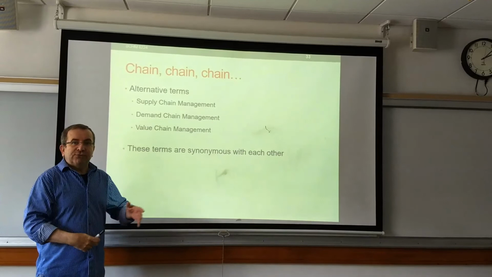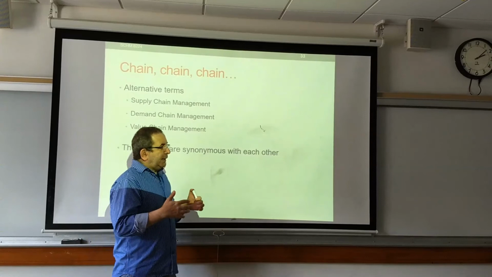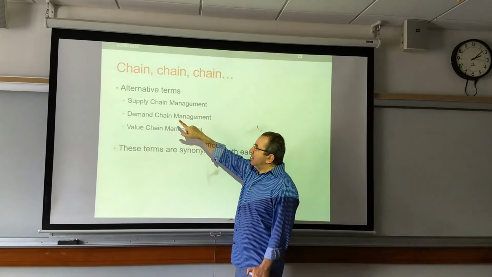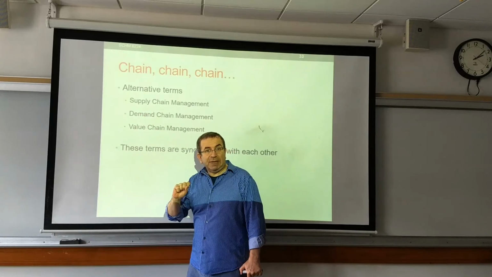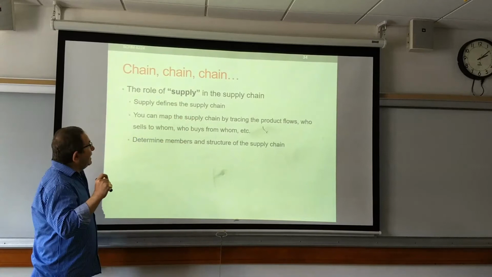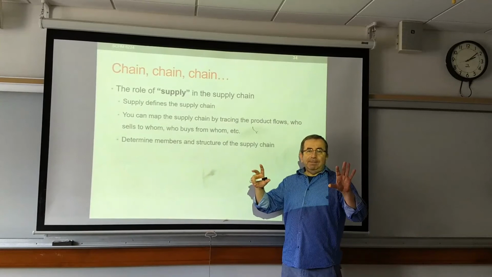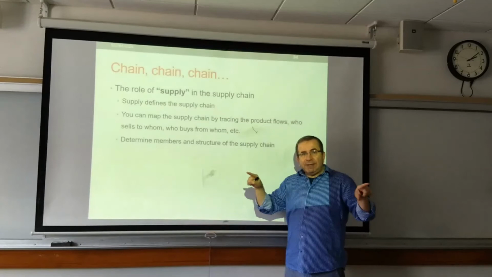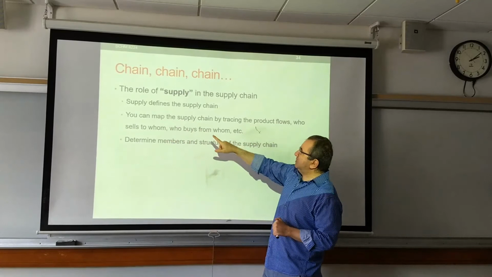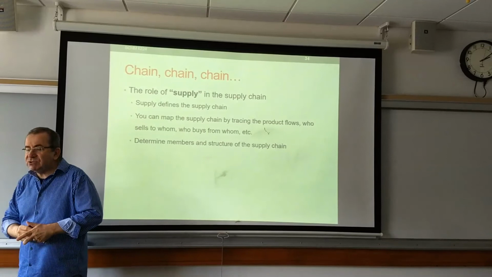Okay, supply chain, demand chain, and value chain. However, they cannot come up with completely meaningless new terms. There's a reason they talk about supply, demand, and value in the supply chain, because each of them has a different role. Now, the role of supply in the supply chain is that supply defines the supply chain. So if you want to map your supply chain, you need to trace supply. Who buys from whom, who sells to whom, and as you trace product flows, you will map your supply chain. The role of supply in the supply chain is that supply defines the supply chain.